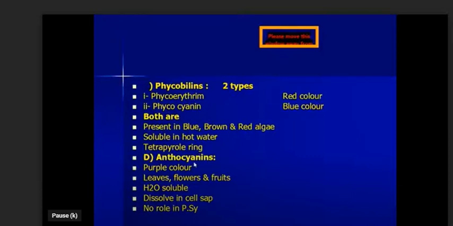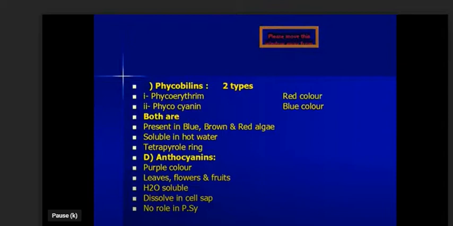And the next type is the anthocyanin pigments. These pigments are purple in color, and they give color to the fruits. They are soluble in water, dissolved in the cell sap, and they give color particularly to leaves and fruits. There is no role of these anthocyanin pigments in the process of photosynthesis. They impart color to the leaves, flowers, and fruits.